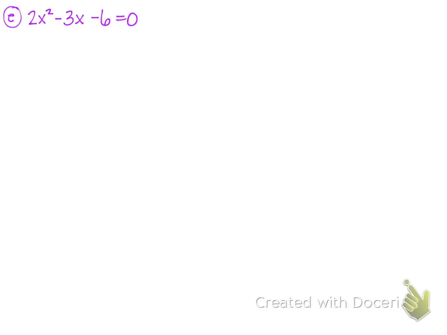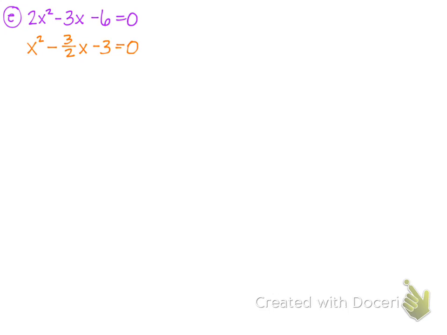Now, just like before on example D, we've got a number in front of our x squared. So we divided everything by whatever that number was. We got to do the same thing here. But this guy isn't going to be very pretty. But that's okay. He's still a number too. So if we divide everything by 2, we have x squared minus 3 over 2x minus 3 is equal to 0.